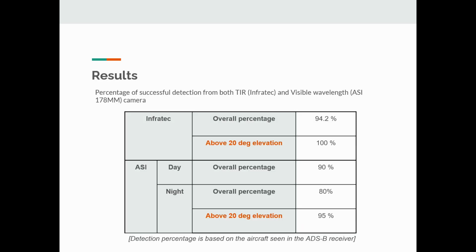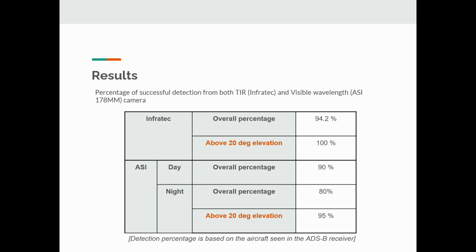So if we summarize the results from Infratech, the overall detection percentage is around 94.2%, but if we consider detection above 20-degree elevation, we have 100% detection. For the RZ camera, in daytime, we have only 90% detection, and for nighttime, that percentage dropped even further to 80%. For aircraft above 20-degree elevation, the detection probability is 95%.